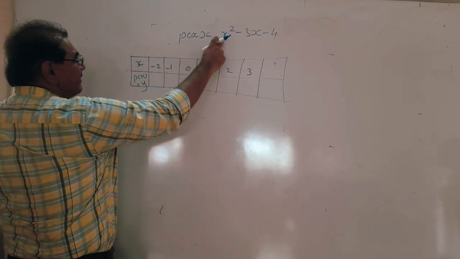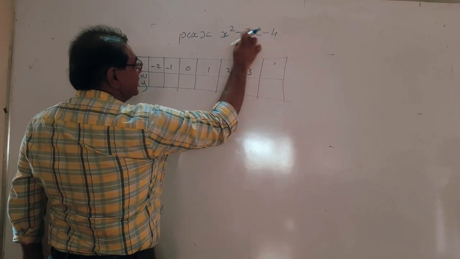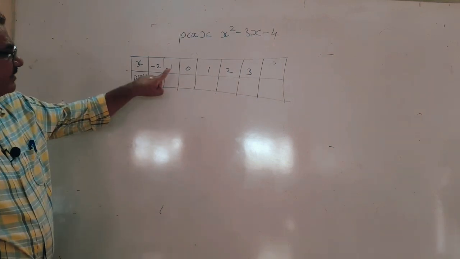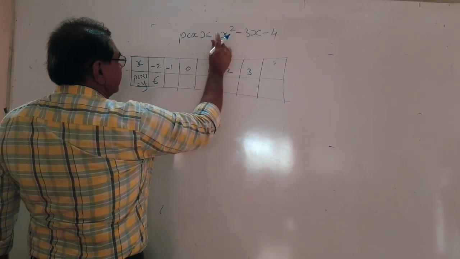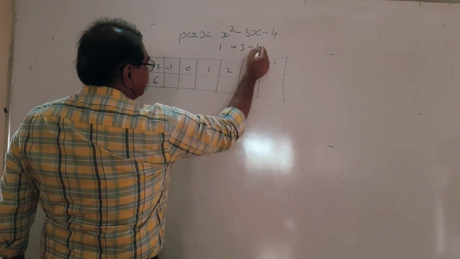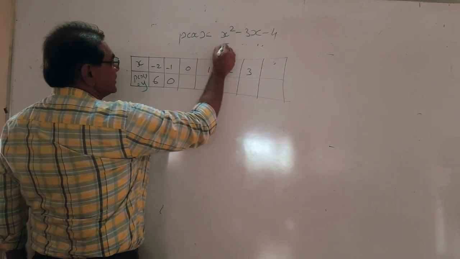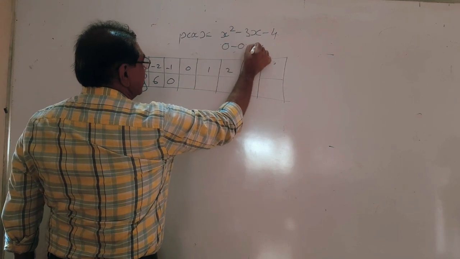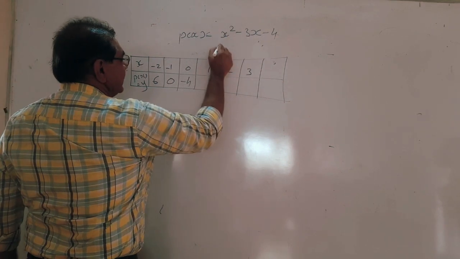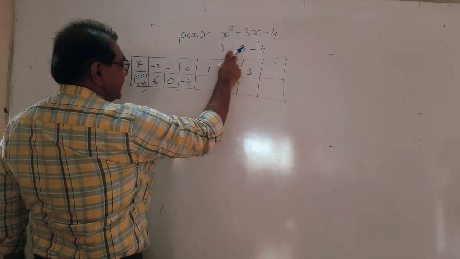First of all, minus 2. Minus 2 square is plus 4. Plus 4 minus 4 cancel. So minus 3 into minus 2 is plus 6. In the same way, minus 1. X square, minus 1 square is 1. Minus 3 into minus 1 is plus 3, minus 4 cancel. Answer is 0. X is equal to 0. 0 square is 0. Minus 3 zeros are 0. Minus 4 is the answer. Now 1. 1 square is 1. 3 ones are 3, minus 3. Minus 4. Minus 4 minus 3 is minus 7, plus 1.